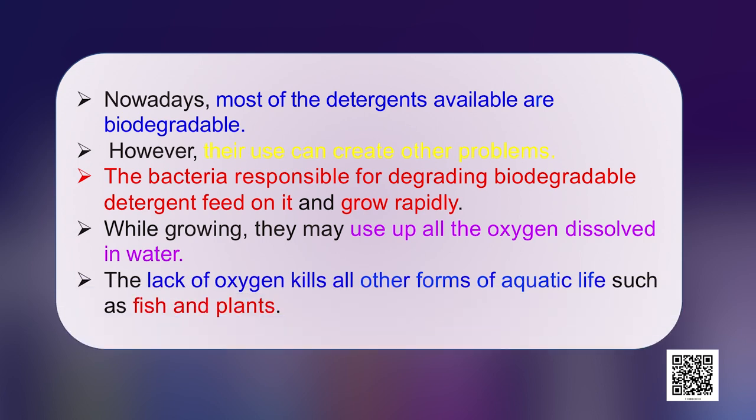Nowadays, most of the detergents available are biodegradable. However, their use also can create other problems. The bacteria responsible for degrading the biodegradable detergents feed on it and grow rapidly. While growing, they may use up all the oxygen dissolved in the water. This lack of oxygen kills other forms of aquatic life, that is, fish and plants.